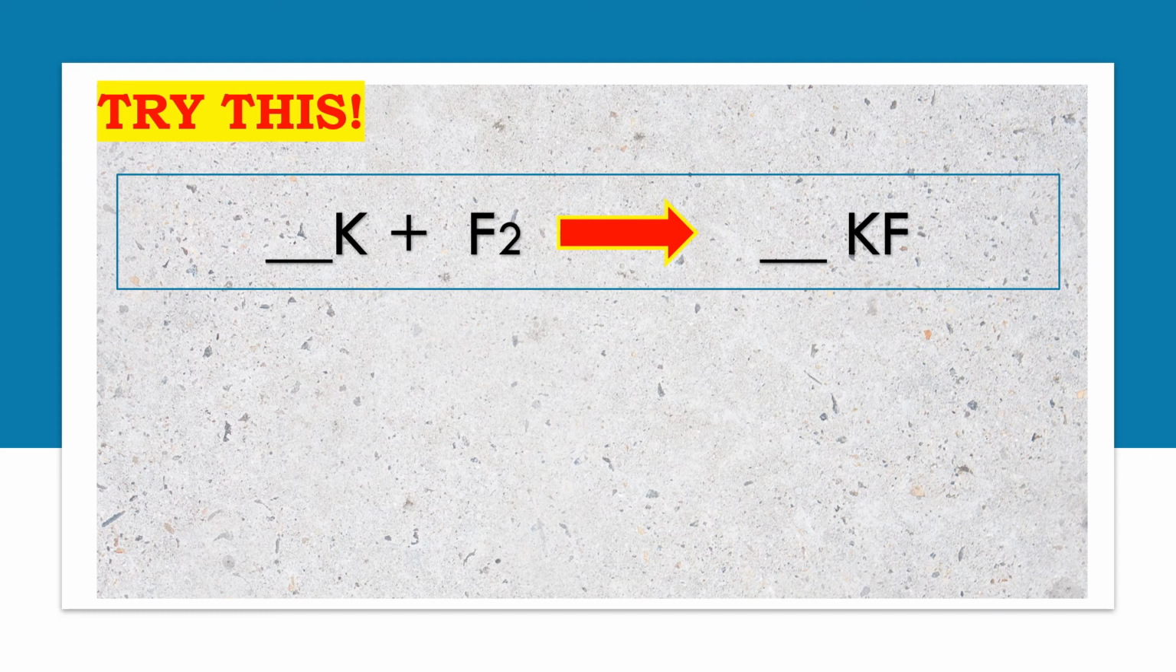Now it's your turn to balance the equation. I'm giving you 3 minutes to balance this given equation. So you have K plus F2 will produce KF. So remember to put a coefficient to balance the equation. So you can now start.